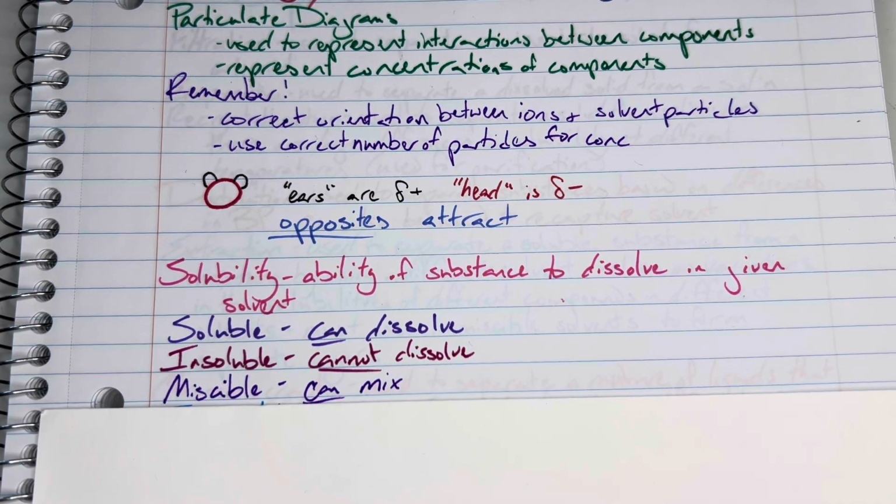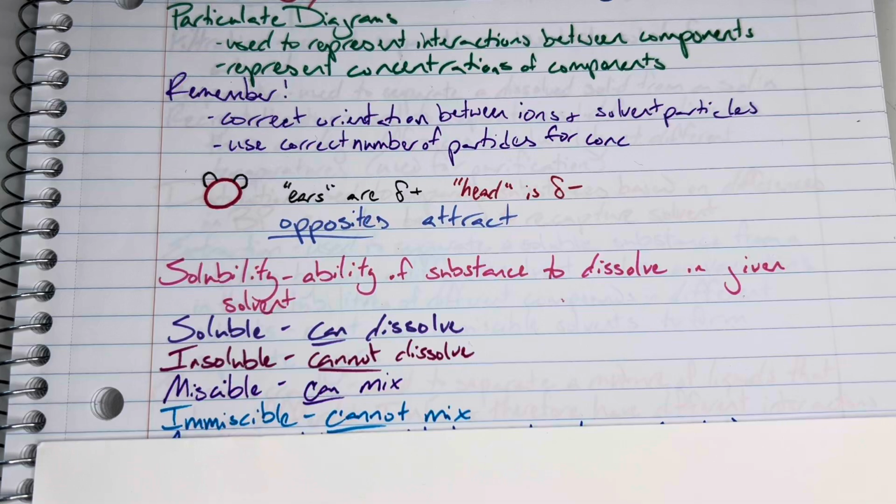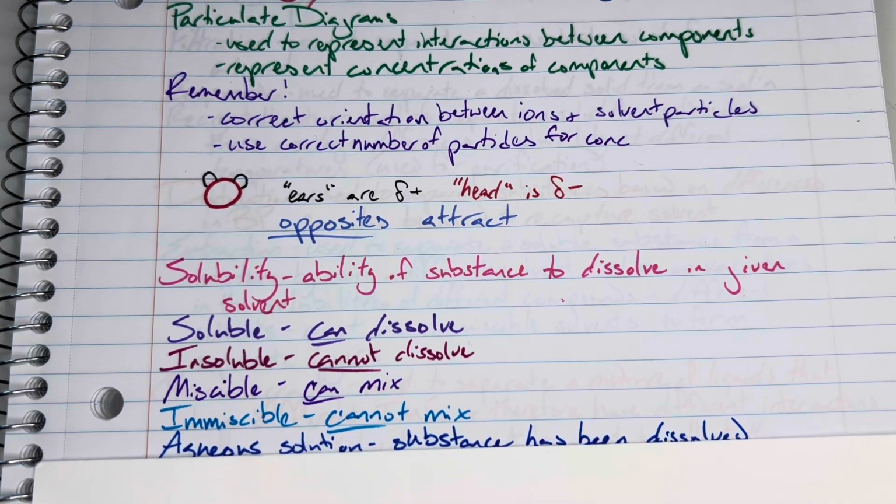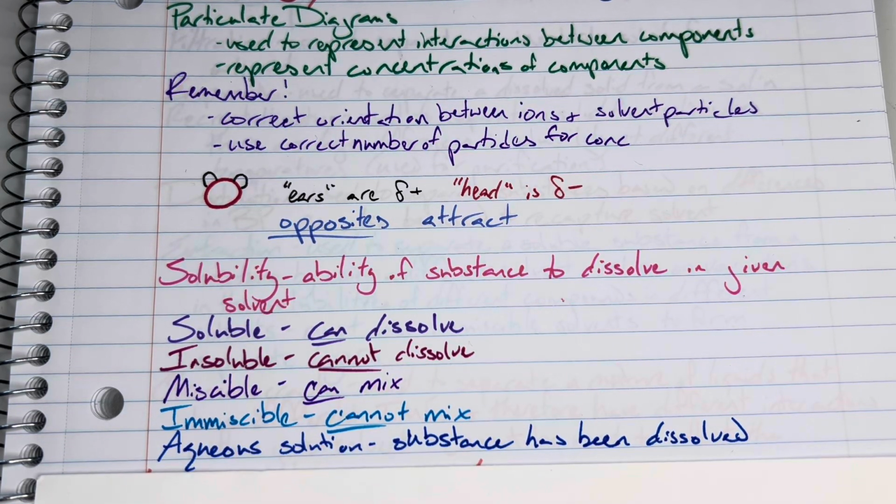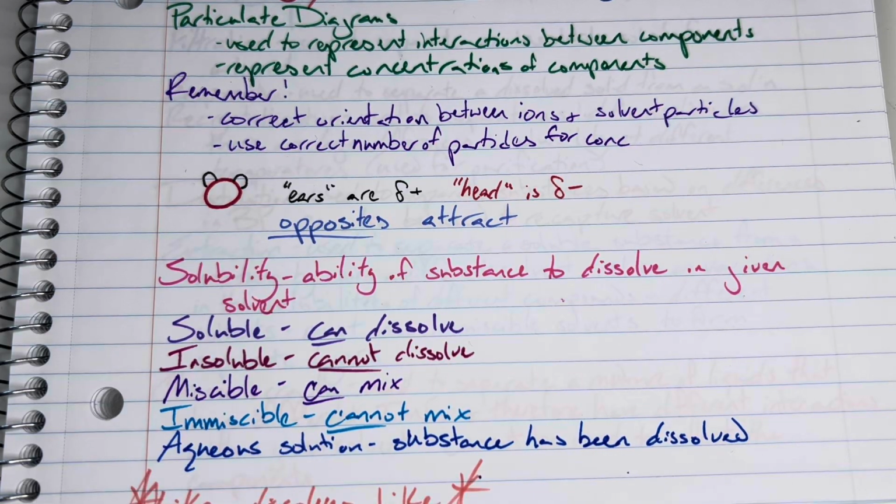Miscible means that we're dealing with multiple liquid things. So instead of soluble and insoluble, we like to use miscible and immiscible. Miscible means that two liquids can mix or dissolve into each other. Immiscible means that they cannot mix or dissolve into each other. Aqueous solutions are going to be solutions in which the solute has already been dissolved into the solvent.